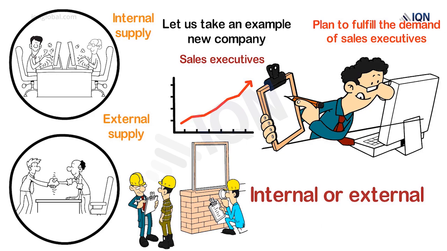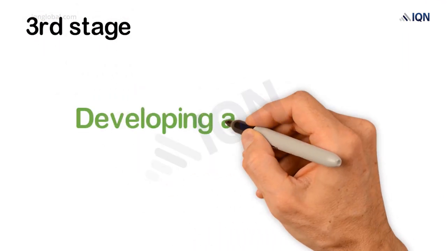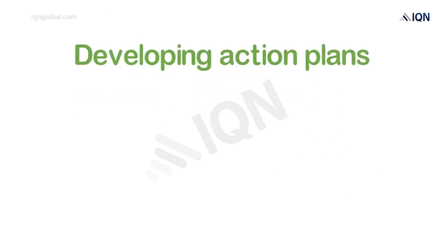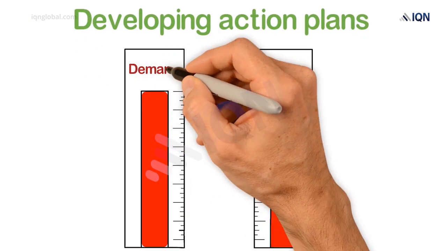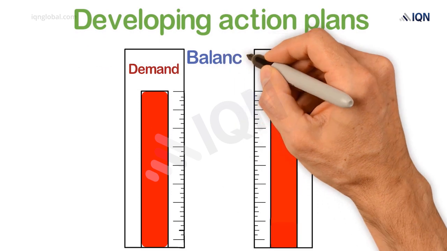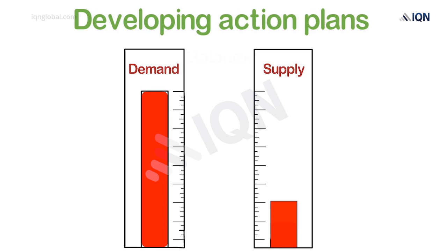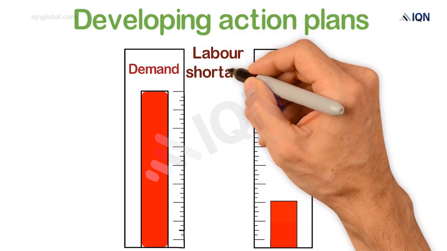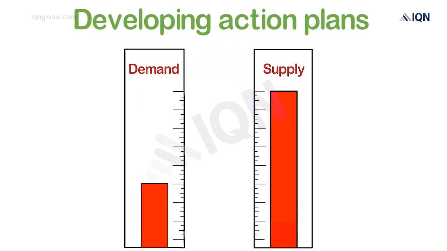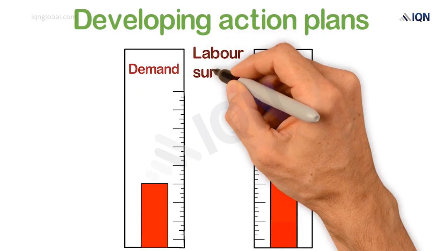After forecasting, the third stage of the workforce planning cycle is developing action plans. If demand and supply of labor are equal, then there is balance. No action is required. If demand is more than supply, then the scenario is called labor shortage. If labor demand is less than labor supply, then the situation is labor surplus.